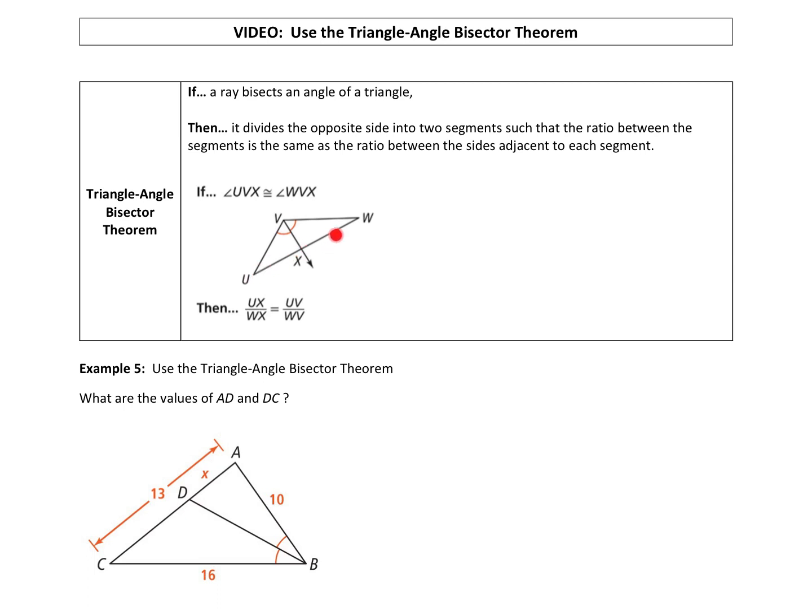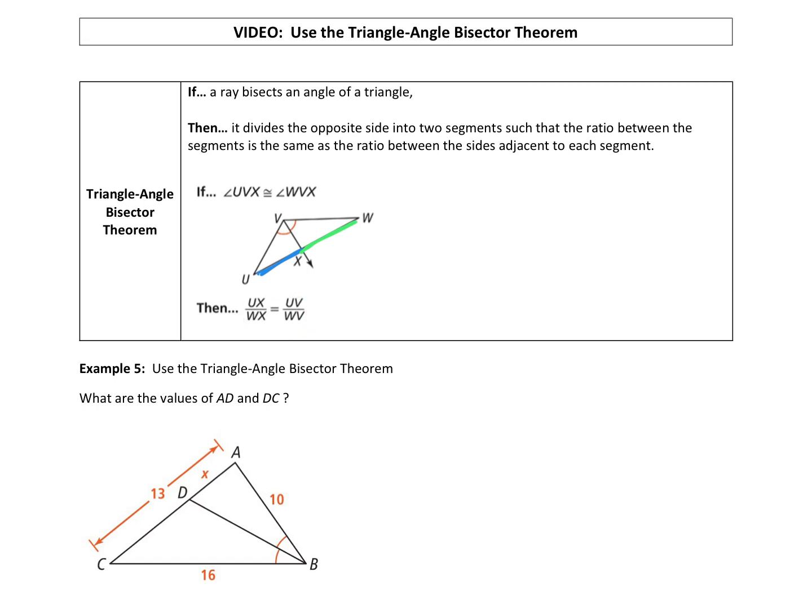So it divided the opposite side into two segments. Maybe I will highlight. Here's one of them. Here's the other one. Such that the ratio between the segments, right here, is the same as the ratio between the sides adjacent to each segment. So if you look at the proportion we're allowed to set up.